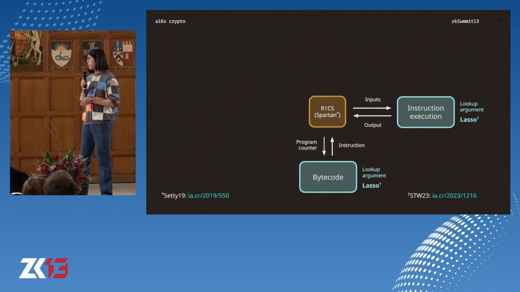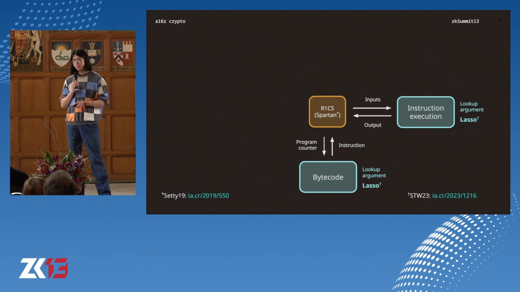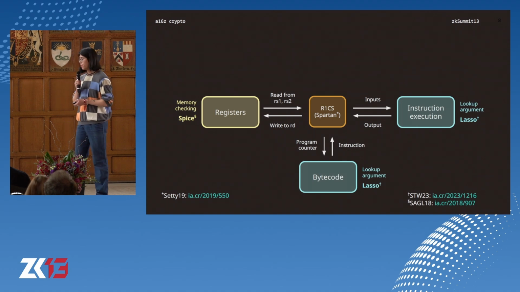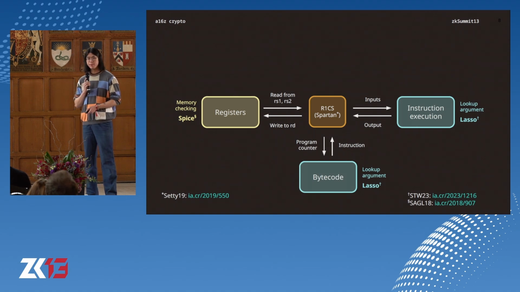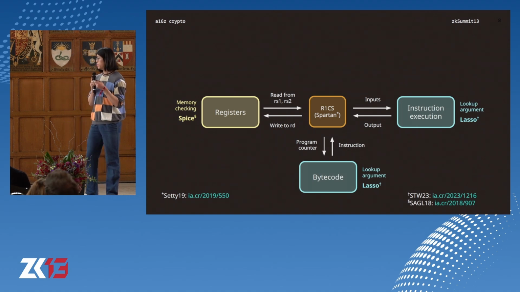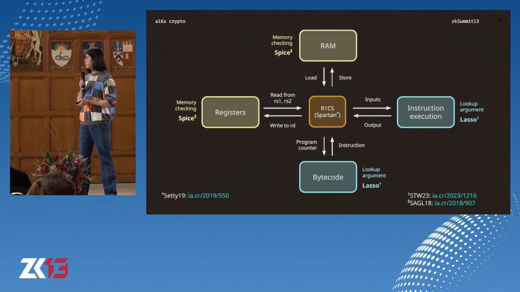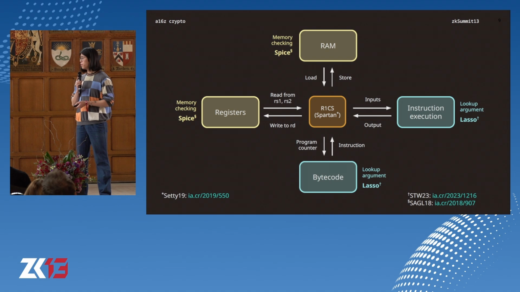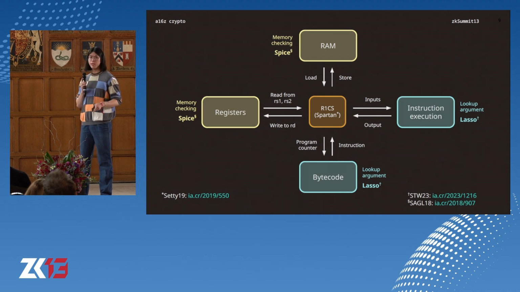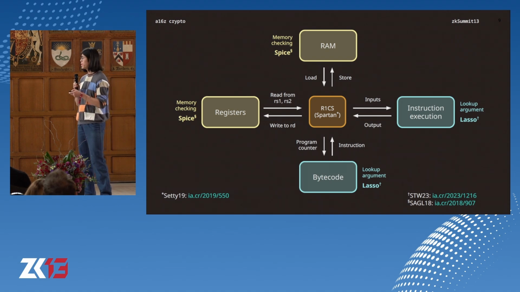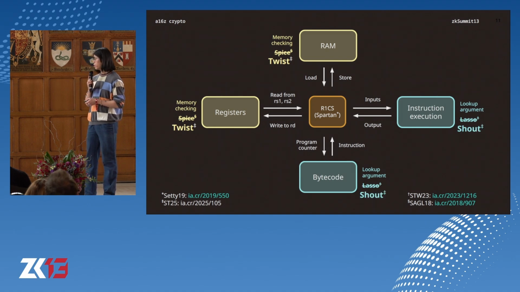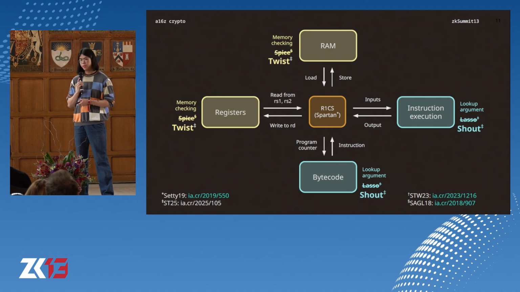Similarly, we do instruction execution using lookups. And for read-write memory, we use the Spice memory checking argument. So we use that for both registers and loads and stores to RAM. Now with Twist and Shout, this high-level architecture remains the same. We're just swapping out Spice for Twist as the memory checking argument, and Lasso for Shout as the lookup argument.